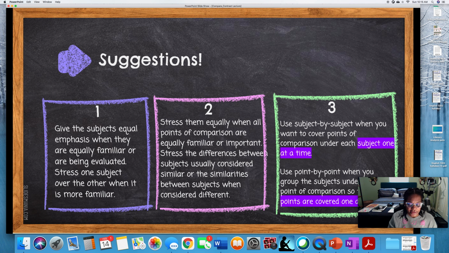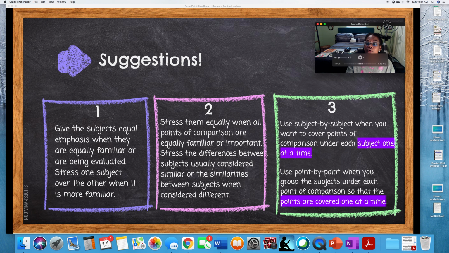For this and for most comparison contrast essays, most writers engage in two methods. You can either do the subject by subject method, which means you focus on one subject at a time. One body paragraph or part of my essay is going to be over rugby, and then the second few body paragraphs will be over American football. Or you can do what is called the point by point analysis, when you group the subjects based on their points of comparison.